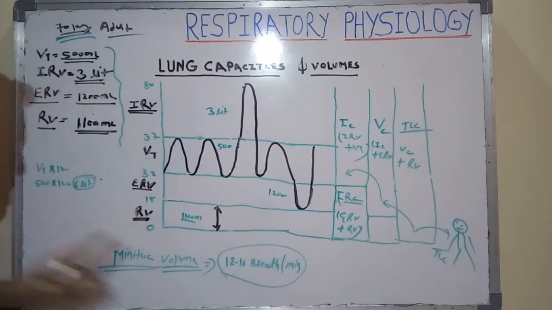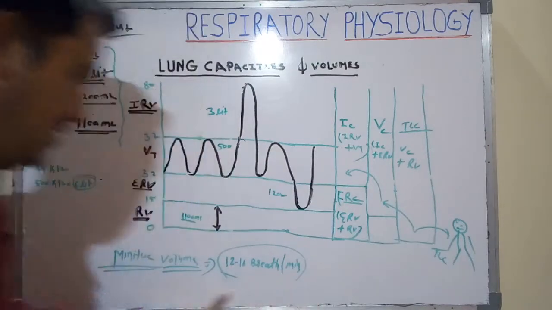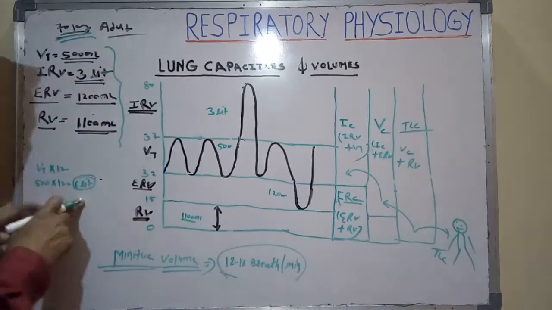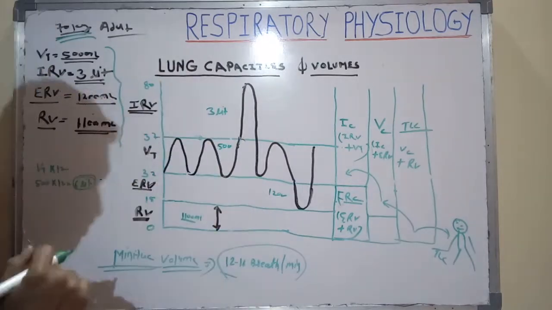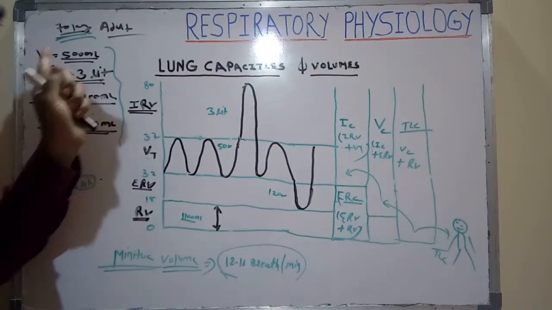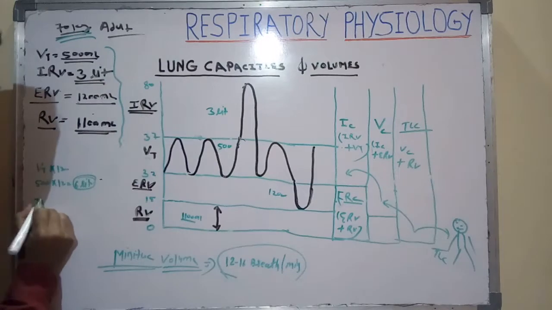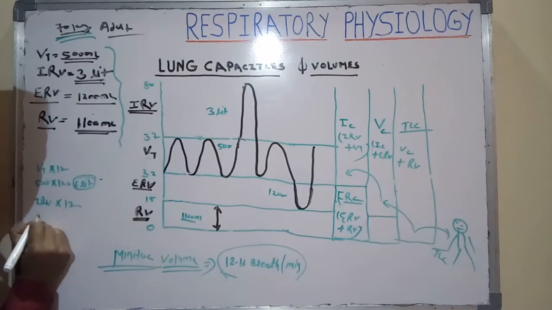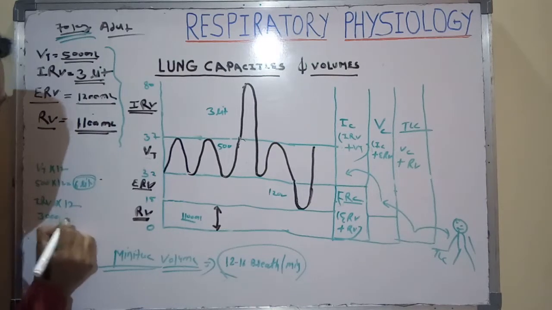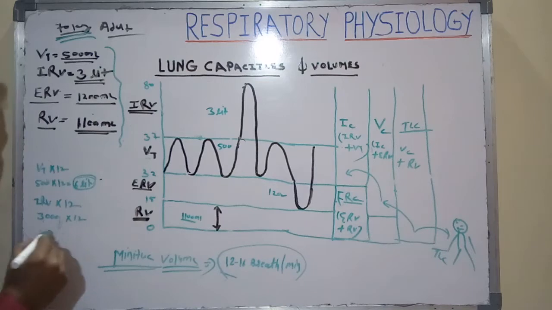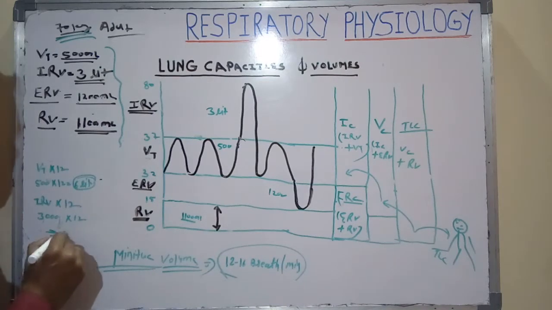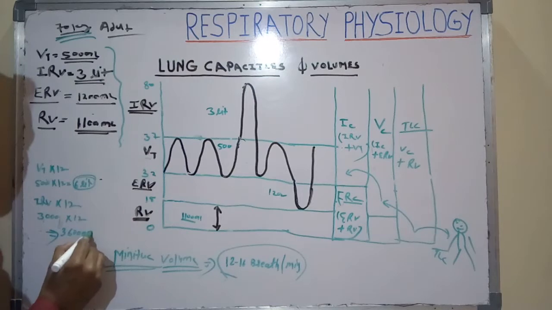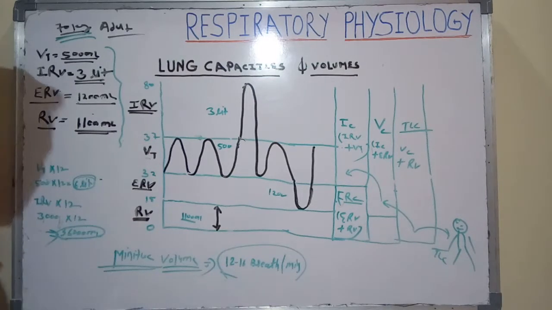So for 12 breaths per minute, the number of breaths per minute is to be multiplied by the corresponding volumes. If I multiply inspiratory reserve volume, that is 3 liter, with the number of breaths, then what will be the value? The number of breaths is 12 and the inspiratory reserve volume is 3 liter, that is 3000 ml into 12, that will go to 36,000 ml. That is 36 liter. Fine.